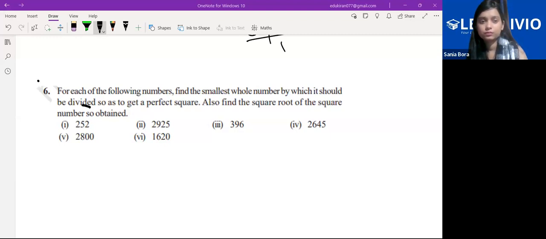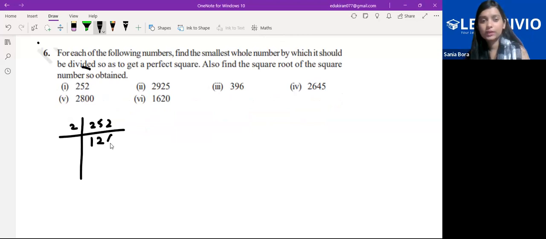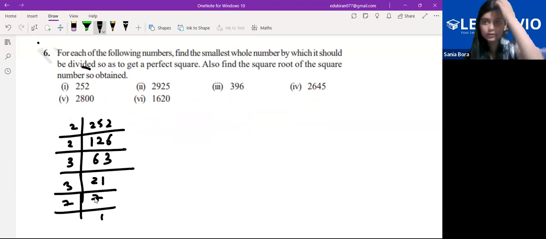For by which it should be divided so as to get a perfect square. So means the number which does not have a pair, you have to divide it. So I'm just doing this first one for you people. And then rest of the part you will be doing. So 252. So 2, 126. Then 2, 63. Then 3, 21. Then 3, 7 and 7, 1. Clear? Fine? Everybody?